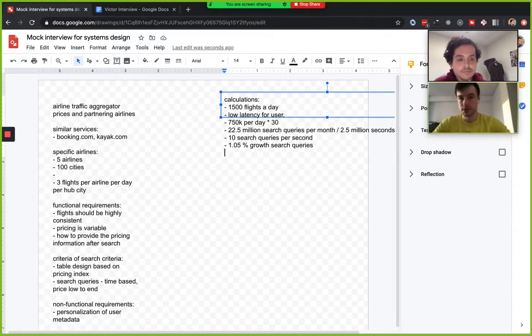Yeah, especially with the personal metadata. Okay. So prices are not consistent.